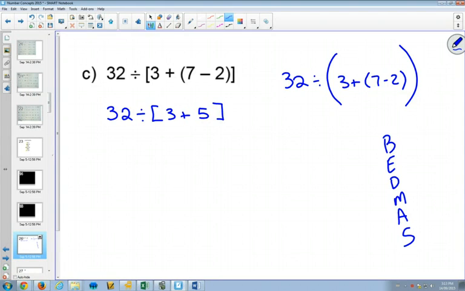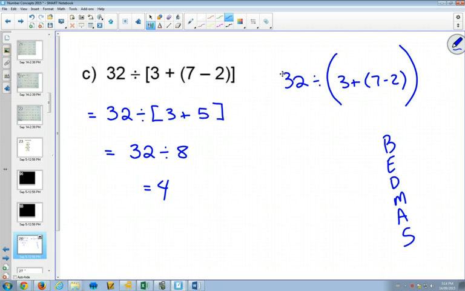I still have brackets. 3 plus 5 is? Close. If you're multiplying, if you're adding? 8. Awesome. And then 32 divided by 8? Is 4. Good job. So when we have brackets inside of brackets, we'll do the ones inside first. Because basically what the brackets say is, look at your brackets. Do you have stuff to do inside of them? Yes, you do. And we'll do that first.